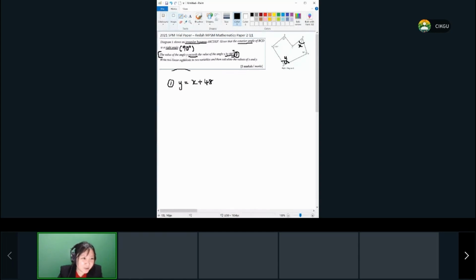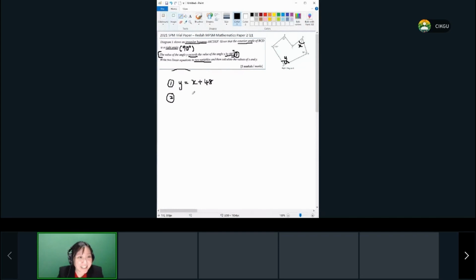Write two linear equations in two variables, Y and X. Every time you see two variables, they want you to calculate the value of X and Y. One equation cannot do. Must get a second equation. Two unknowns must need two equations.